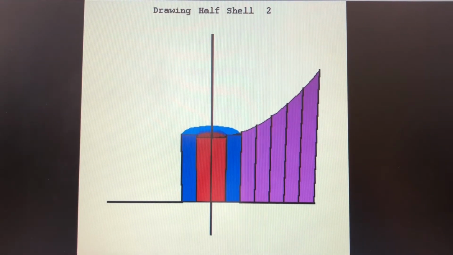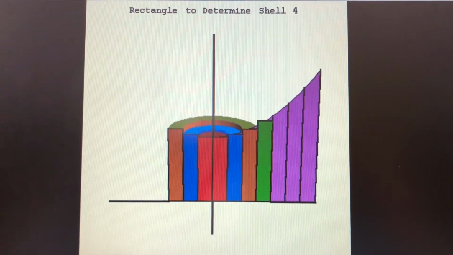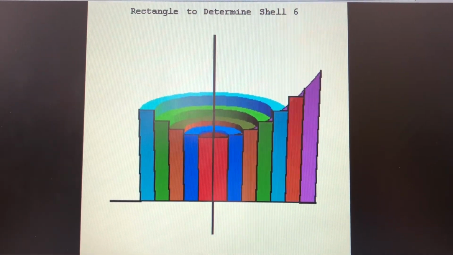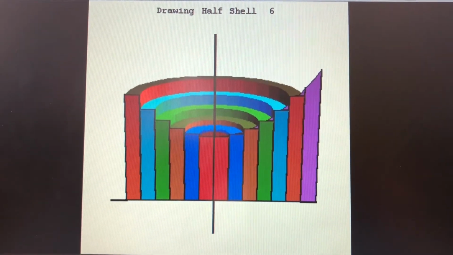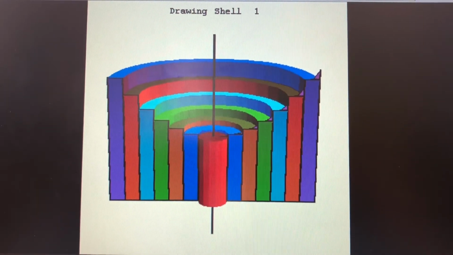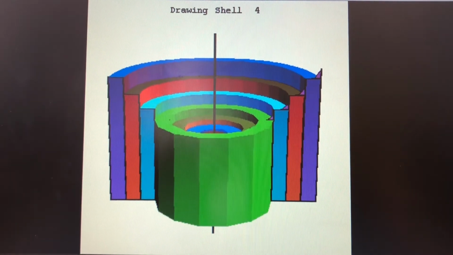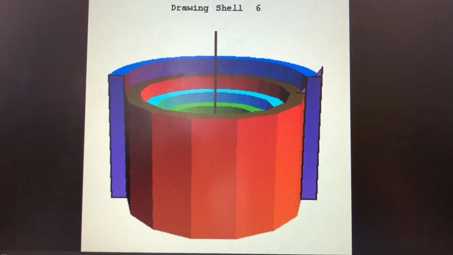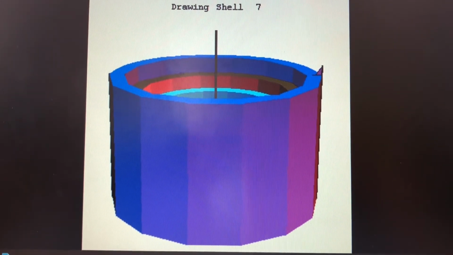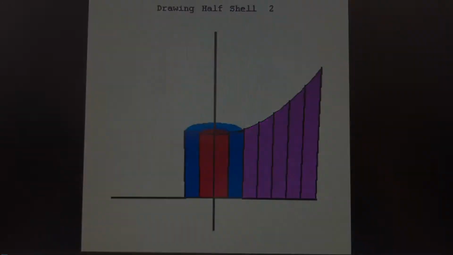Now that we have an idea what a shell is, let's get to the shell method. Like the disk method, we're finding the volume of a solid of revolution. Instead of finding infinitely many disks, we're finding infinitely many shells using rectangles that are parallel to the axis of revolution. In this case, the solid is formed by the function revolving around the y-axis within a given interval. We are forming shells using the rectangles within the function. By adding the volume of individual shells, we will find the volume of the solid.